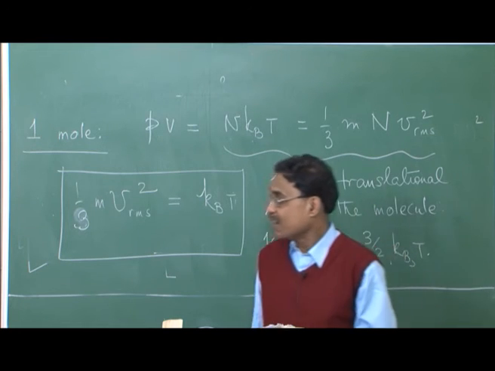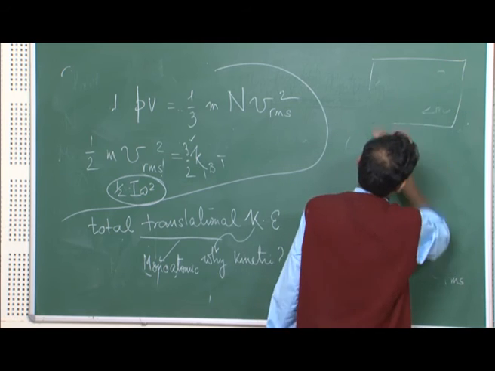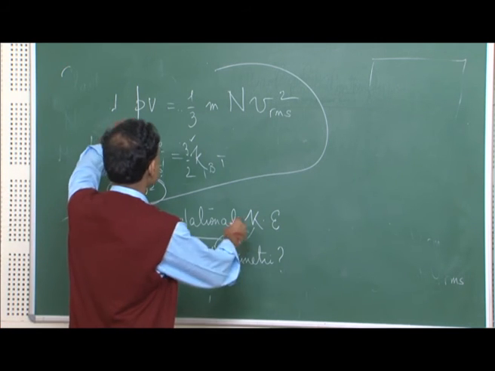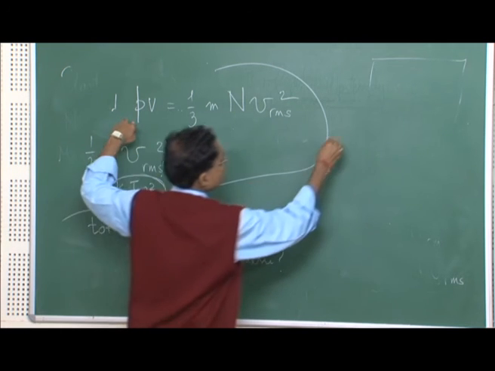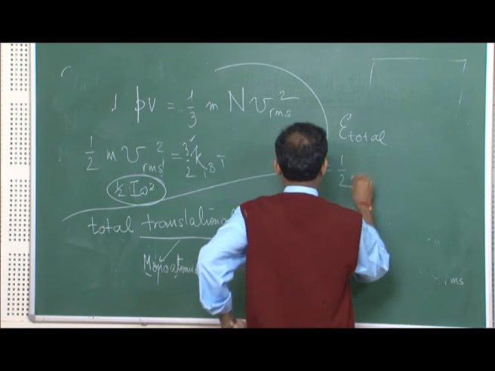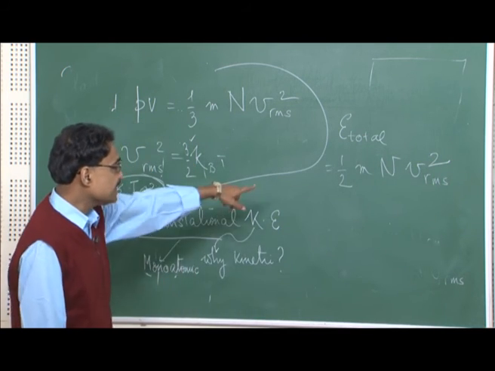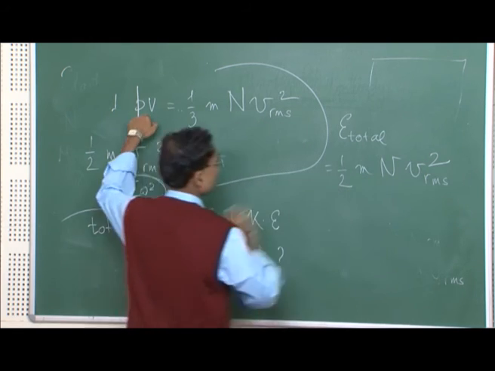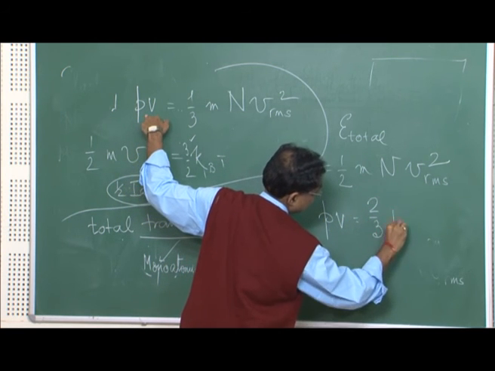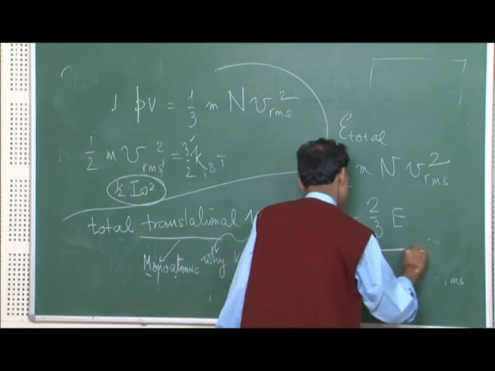Having said this, now I will put something more fundamental to it. Let us say I am talking about an ideal gas in 3 dimensions. The total translational kinetic energy will be given by half m capital N V RMS square. Now, if you connect this quantity and the earlier one, you immediately have a relation PV is equal to 2/3 E. This is something I want to emphasize, because this is a very, very important relation.